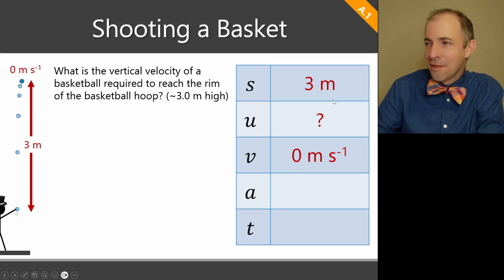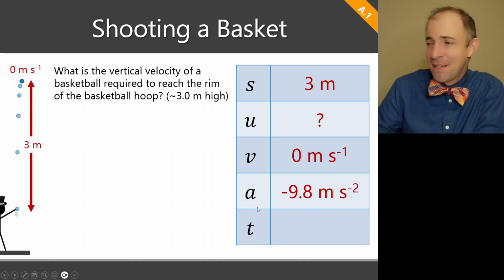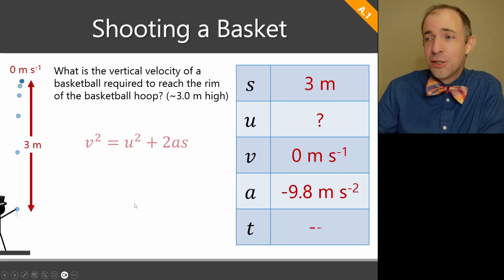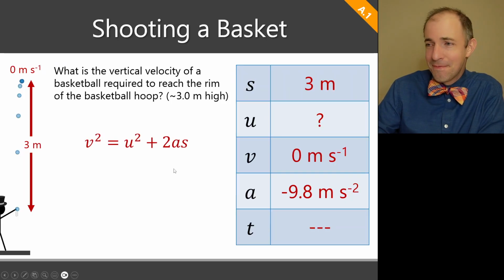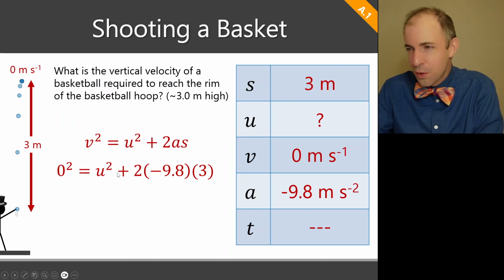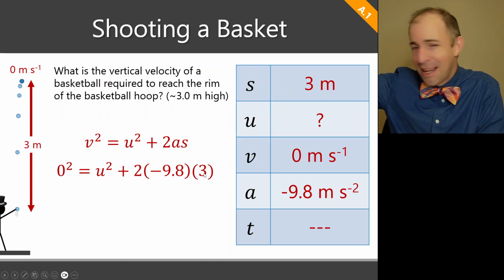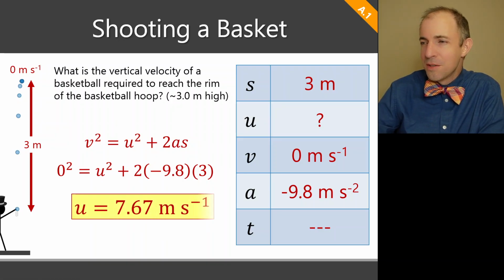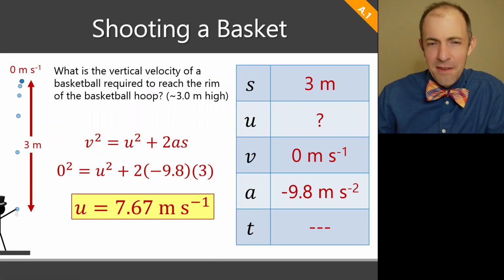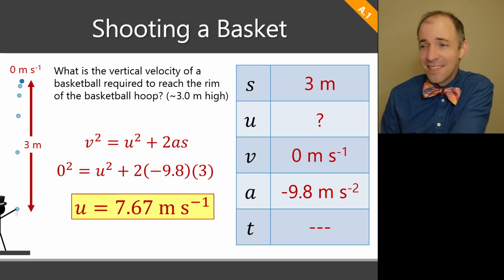We know that we have a height of 3 meters, and then even though it's moving up, our acceleration is again negative 9.8 meters per second squared. Here, if you don't have a negative 9.8, it might actually give you an issue because we're going to use this equation again, and I plug in these values, and I get 0 squared is equal to u squared plus 2 times negative 9.8 times 3. I will multiply that, bring it to the other side, and take the square root, and I'll find that u is a positive 7.67 meters per second.